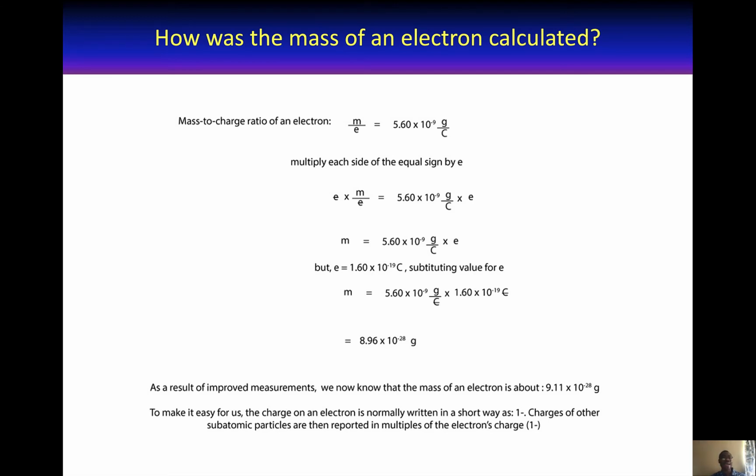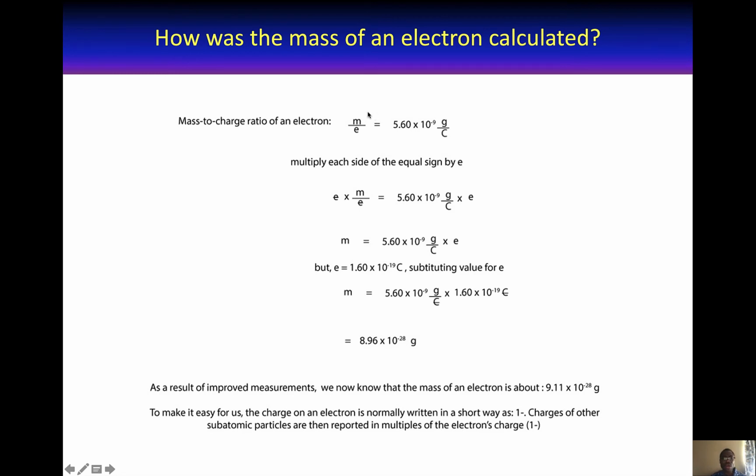So how was the mass of an electron calculated? To calculate the mass of an electron, scientists had to bring in the mass to charge ratio of an electron. And the mass to charge ratio of an electron was determined by J.J. Thomson. So once you have the mass to charge ratio, you can then multiply the mass to charge ratio by the charge of an electron. And once you do that, you will be able to calculate the mass of an electron.